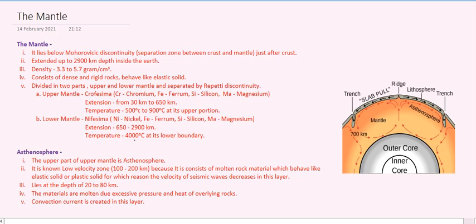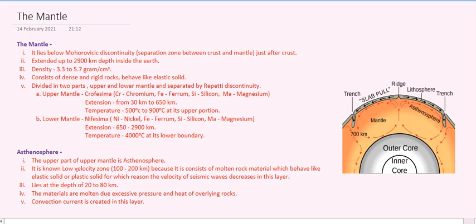Now the next one is the lower mantle. It is also known as Nifesima, where nickel, ferrum, silicon and magnesium are the main constituent elements. The extension of this layer is from 650 to 2900 km. The next one is temperature. The temperature of this layer is above 4000 degrees centigrade at its boundary.